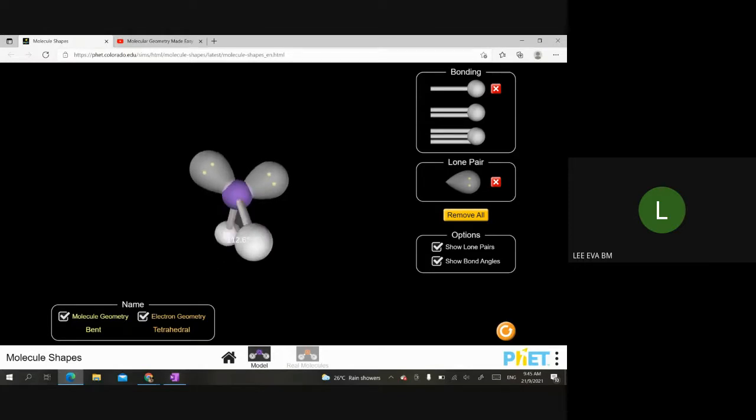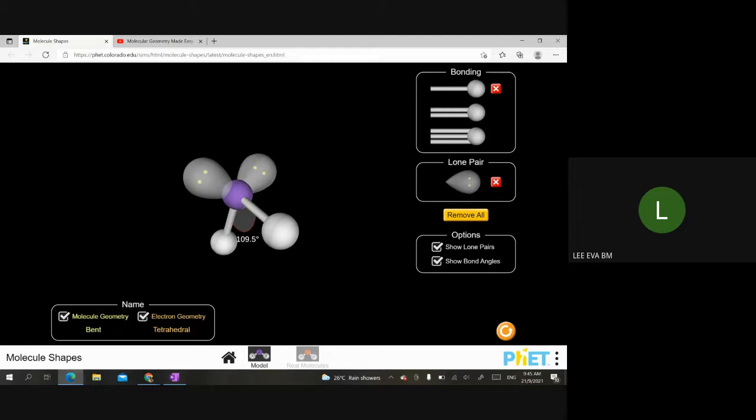Okay, so dalam awak punya lukisan 2D, dia nampak macam ni. Nampak satu bend shape ataupun V shape. So molecular shape will only consider bonding pair. So tutup atas yang ada lone pair, awak akan nampak satu V shape lah untuk bonding pair dia. Boleh ke nampak? Madam risau ni.